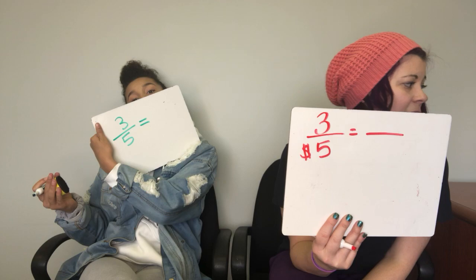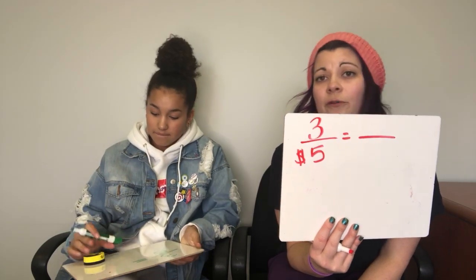3 cans of soup cost $5. How would you write that ratio, Sophia? 3 cans of soup, so 3 over 5, and they equal $5. Then our next information says, how much will 12 cans cost? Since 3 is talking about cans, 12 is also going to be talking about cans, so that's going to go on top as well.